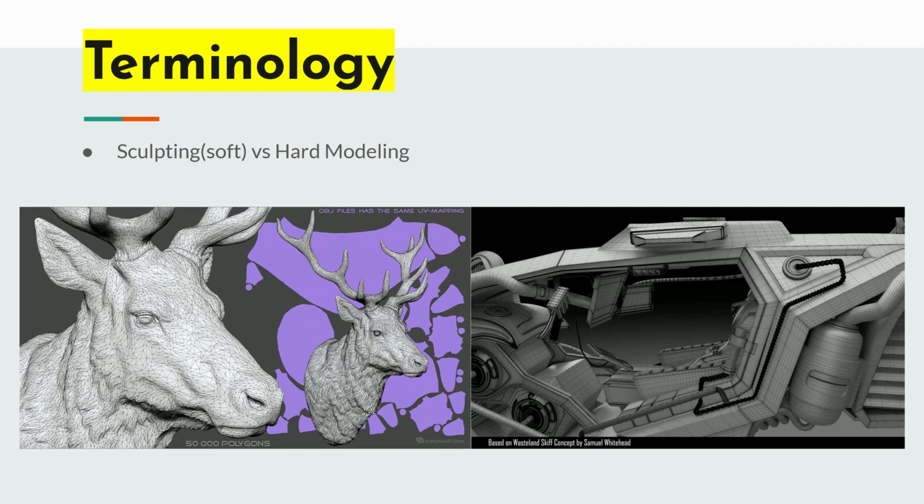So there's two types of modeling. The one that we're going to focus on is hard modeling. Then there is soft modeling, or sculpting, and that would be what's on the left. I don't know if you guys can quite see the topology enough on the right. Can you guys see that? I can see it, yeah. Okay, perfect. So let's talk about some of the advantages of hard modeling over soft modeling.